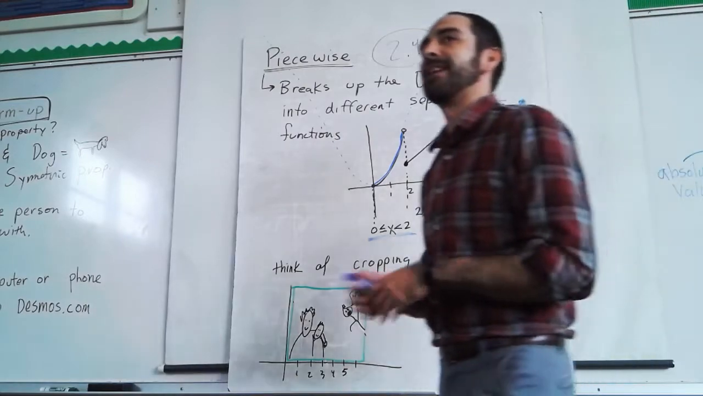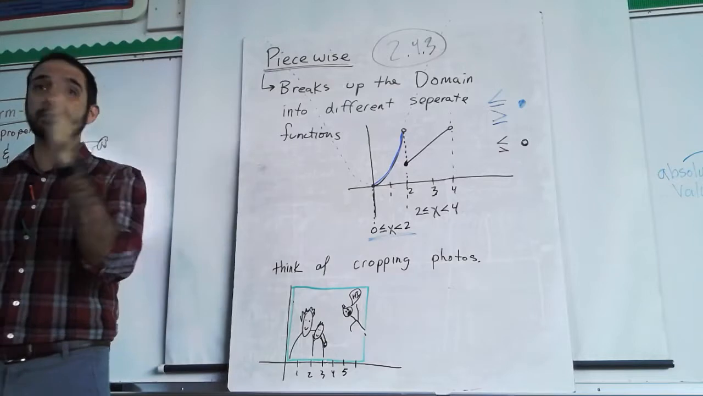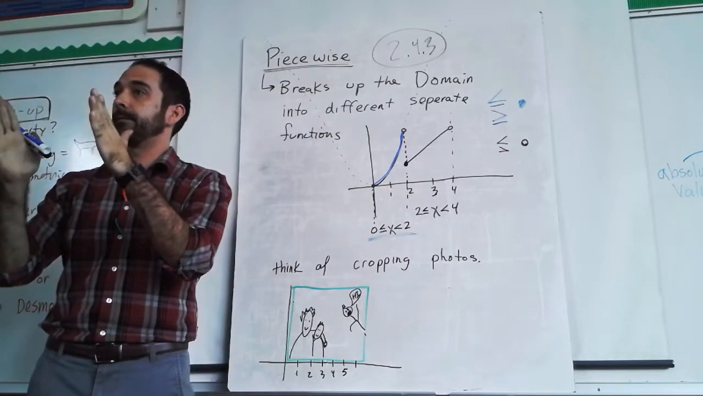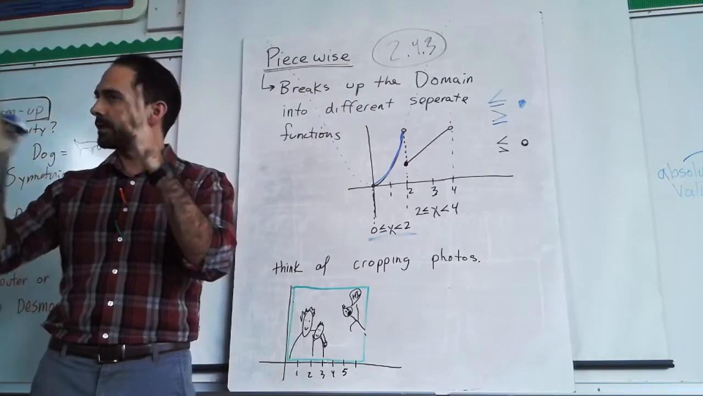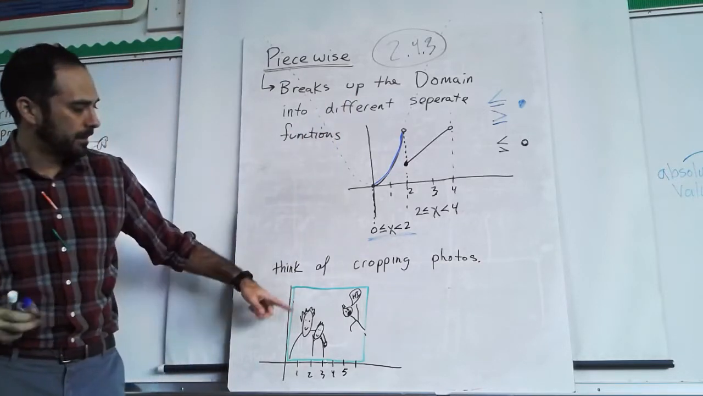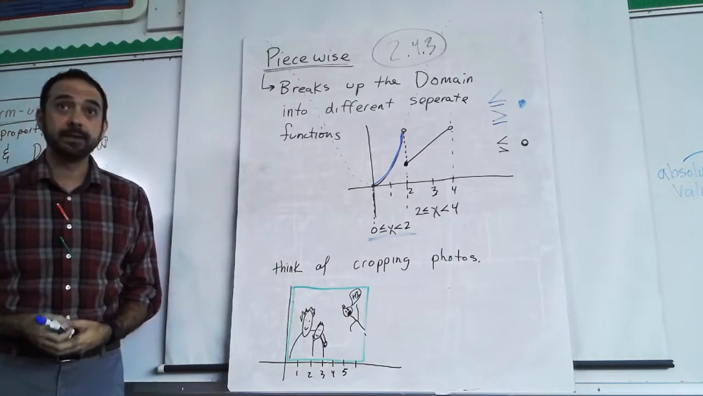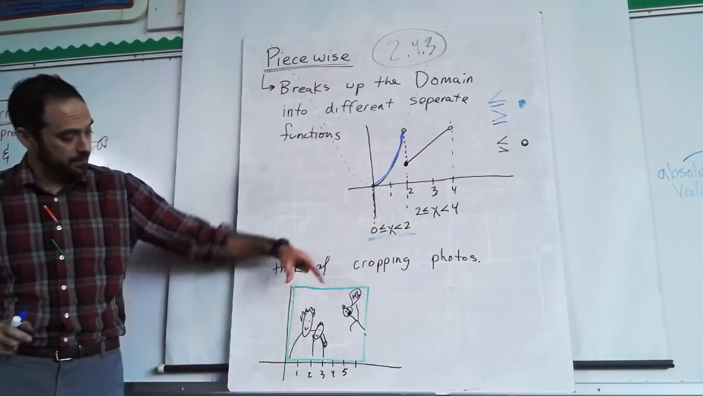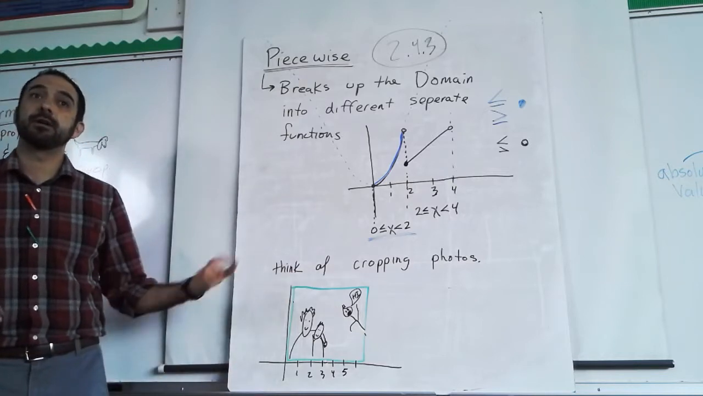So that's why I want to relate it this way. Piecewise functions are just cropping your photo to include what you want to look at, to include the domain you're given, or what you want to focus on. So this guy photobombed your photo. With your neighbor, or on your own, for 20 seconds, decide what is going to be my restricted domain to just get the photo of me and my nephew.